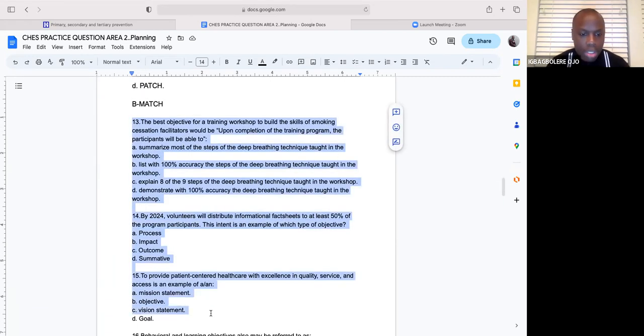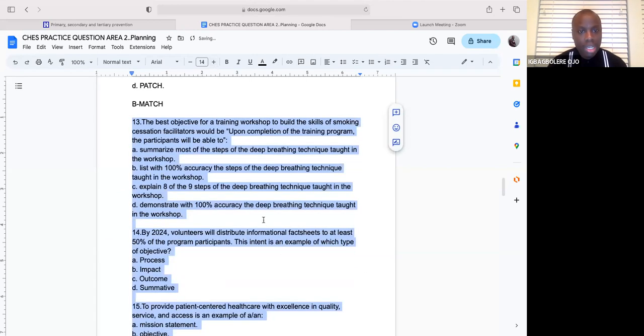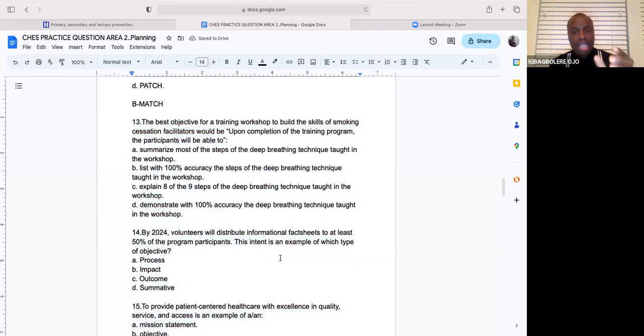Let's see, question number 13 to 15. The best objective for a training workshop to build the skills of smoking cessation facilitators would be, upon completion of the training program, participants will be able to do what? Now, once again, once you see questions like this, the way you should be interpreting the question is this. How do the participants retain the information or retain the skill?